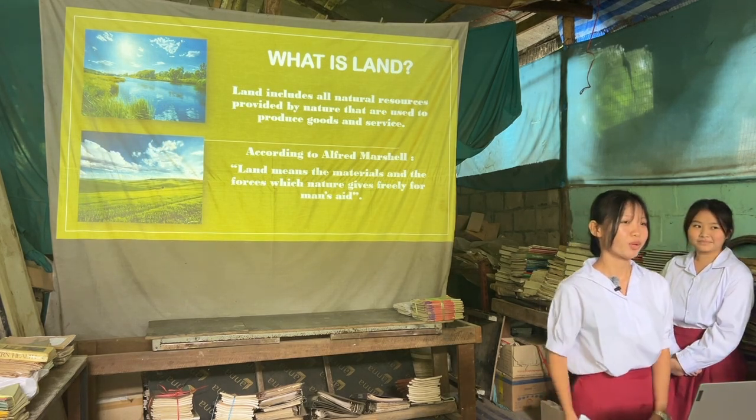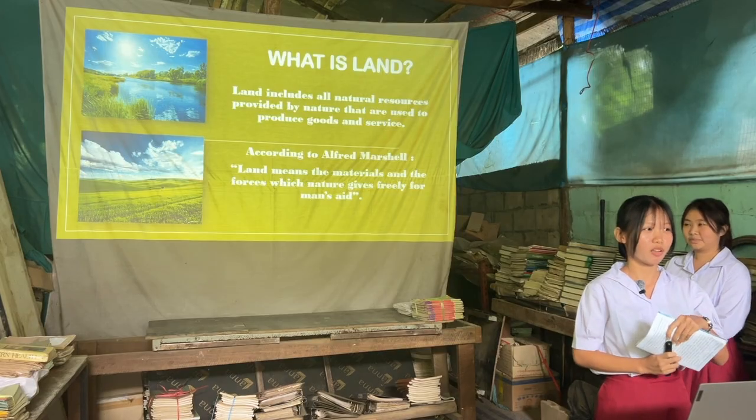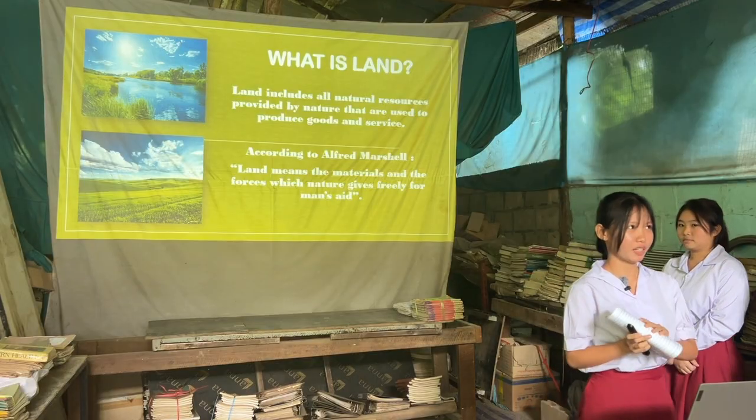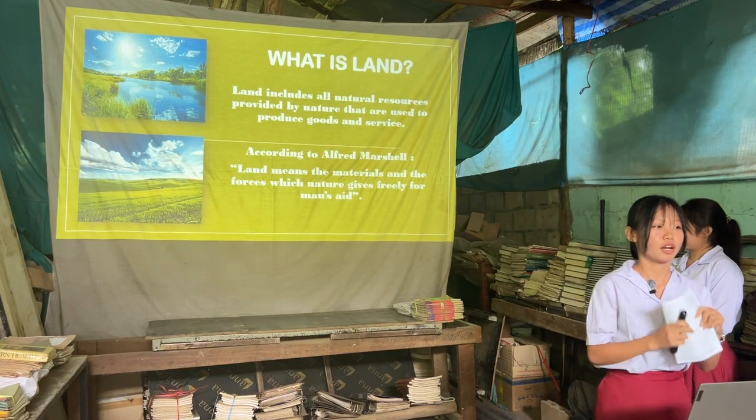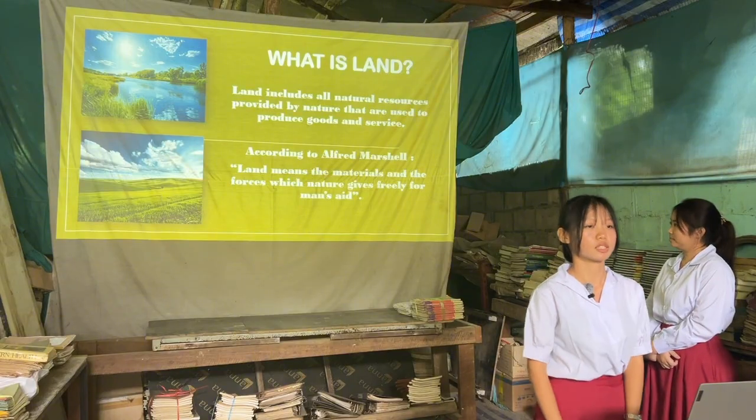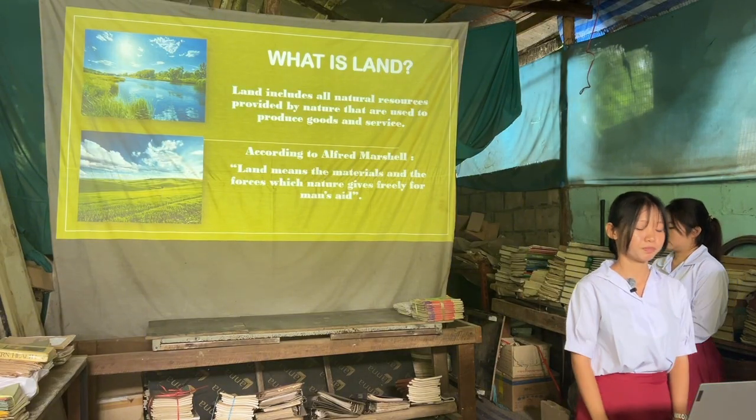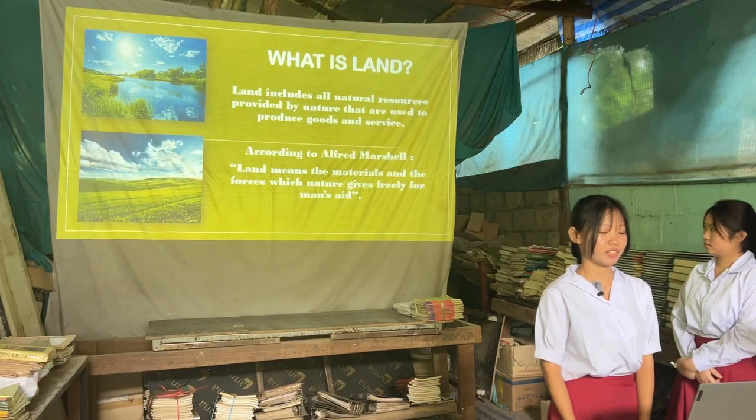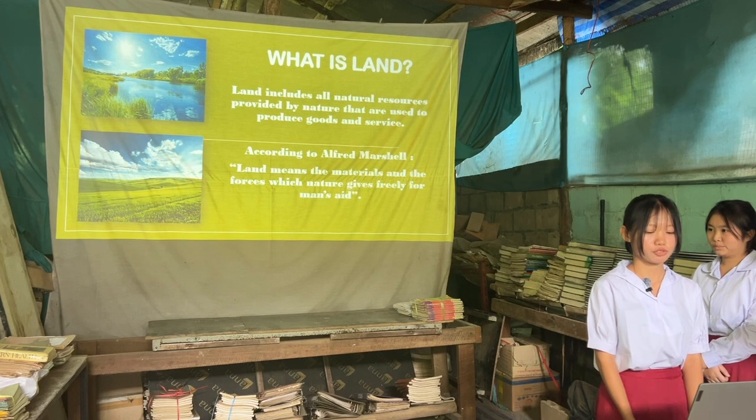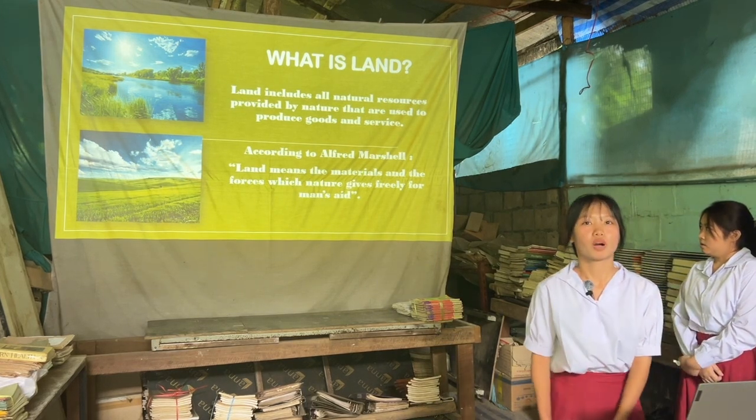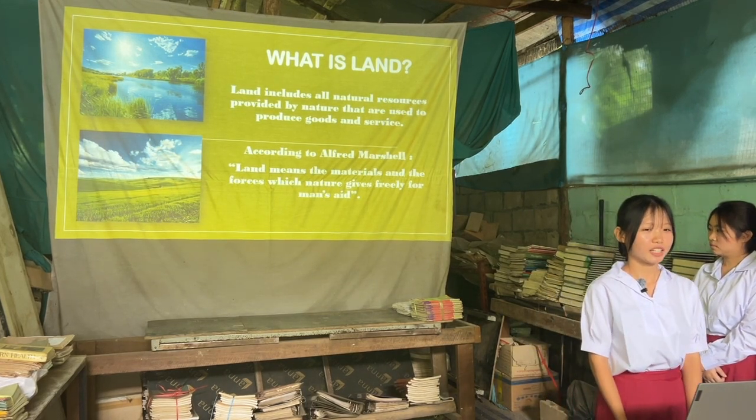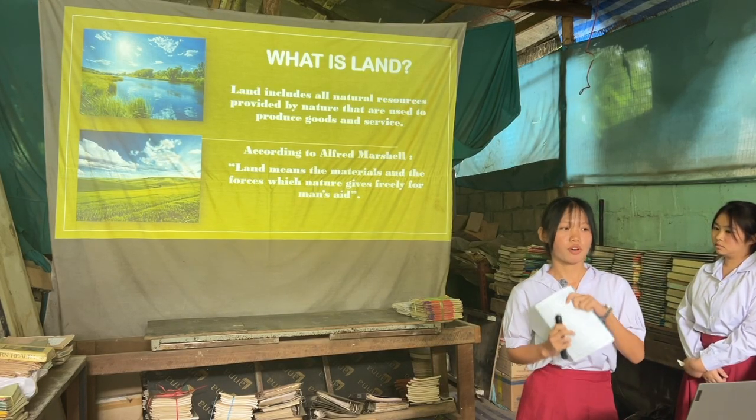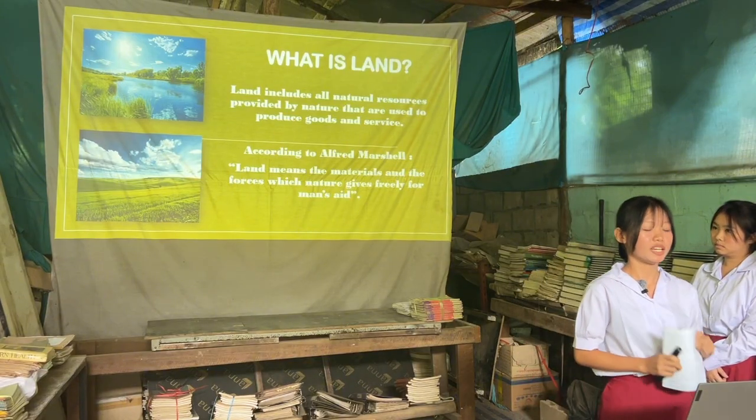What is land? When we hear the word land, we usually think about the ground or soil. But in economics, land includes everything nature gives us for free, and they are used to produce goods and services. These resources are not made by people. According to the economist Marshall, land means the materials and the forces which nature gives freely for man's aid. In simple words, this means that land includes everything nature gives us for free, such as resources found on land, in water, and in the air.